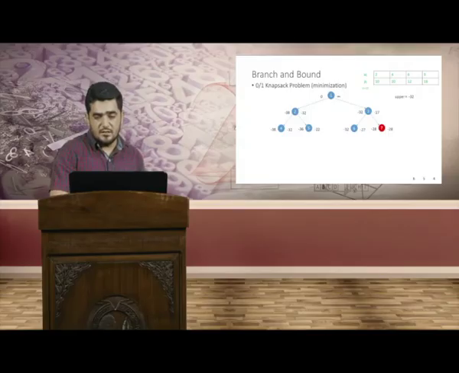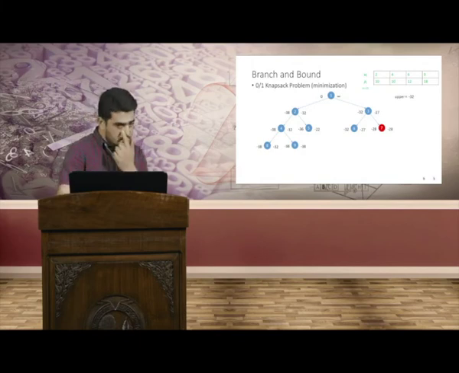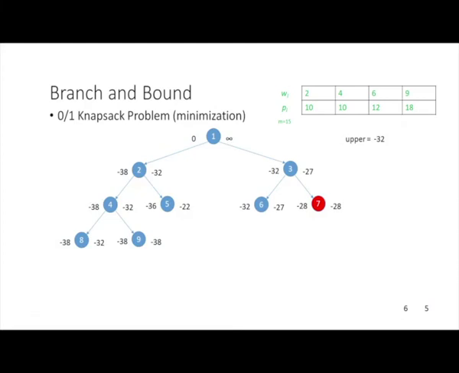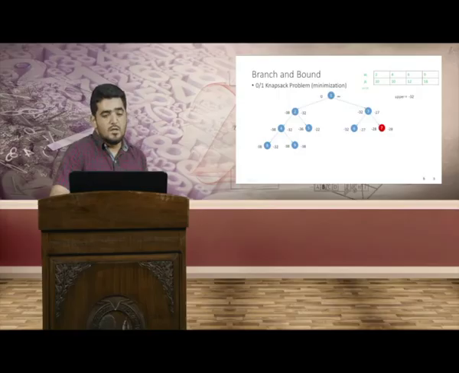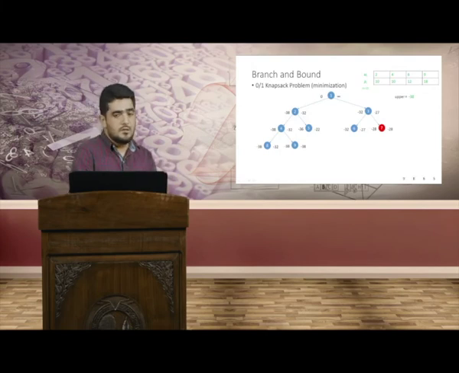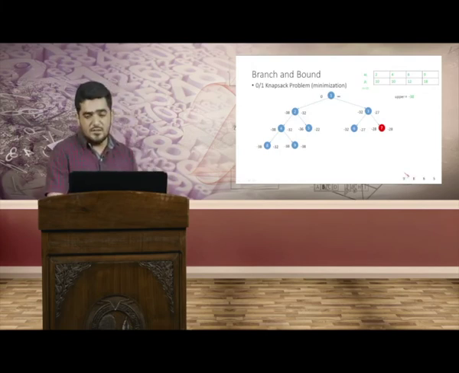So we select node number 4 and generate its 2 children, node number 8 and 9. For node number 8, the lower bound is minus 38 and the upper bound is minus 32. Similarly for node number 9, the lower bound is minus 38 and the upper bound is minus 38. So we add node number 8 and node number 9 to the queue, as you can see here.